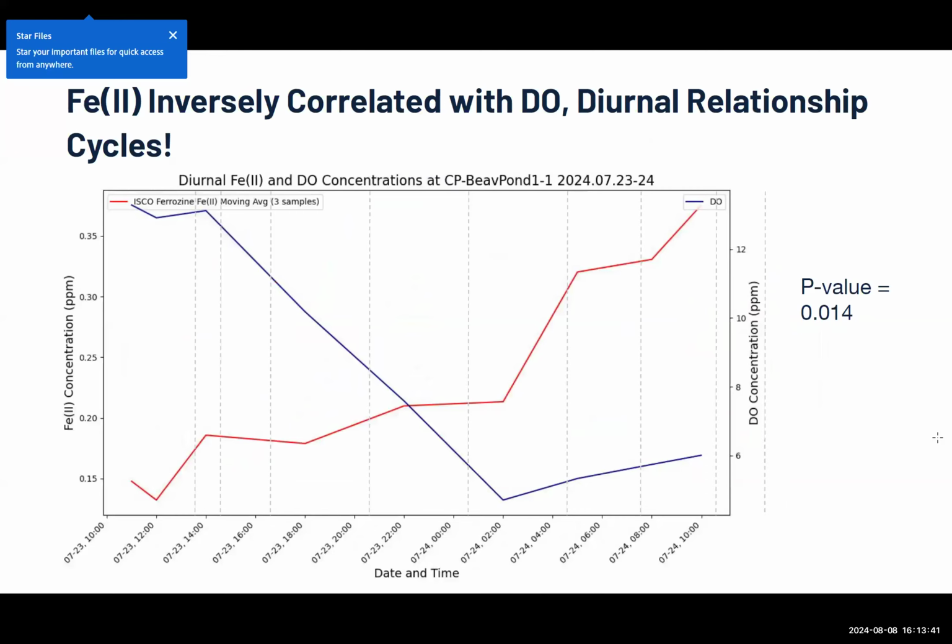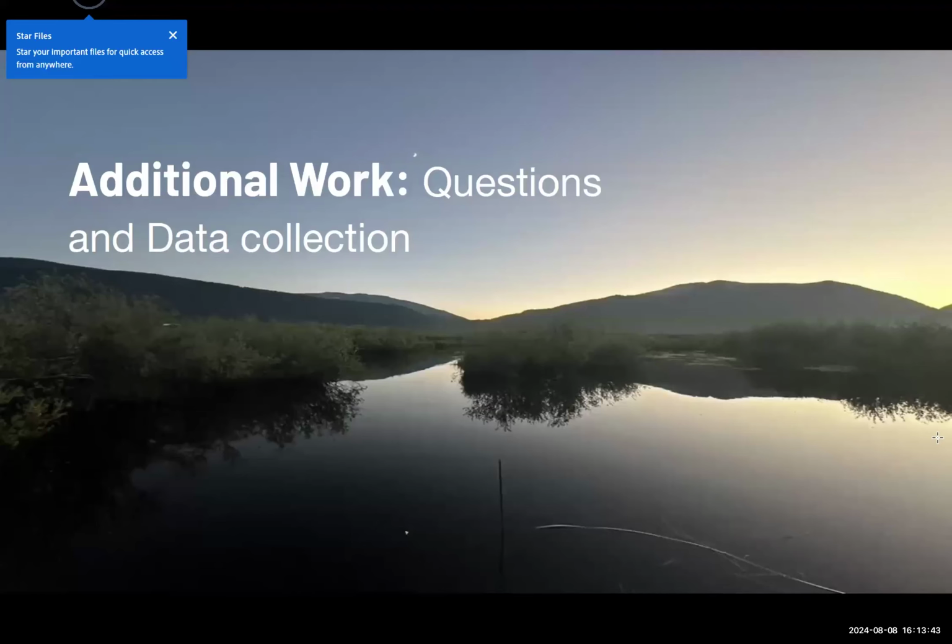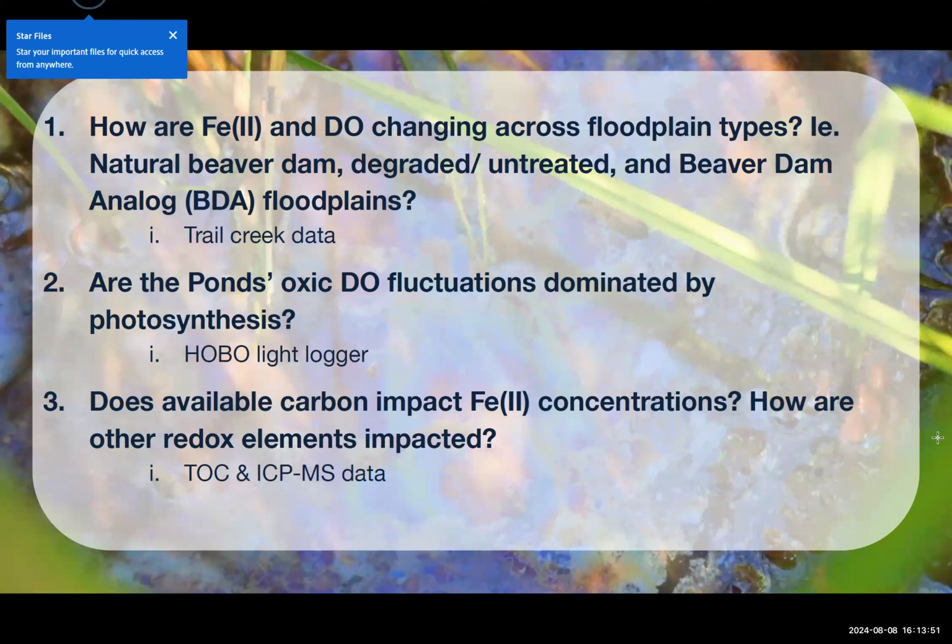We also reviewed some additional work, questions, and data collection, including how is iron and DO changing across floodplain types. That's our Trail Creek data. Are the pond's oxic DO fluctuations dominated by photosynthesis? We collected light data for that. And does available carbon impact iron concentrations, or how are other redox elements impacted? For that, we collected total organic carbon data and ICP-MS data.